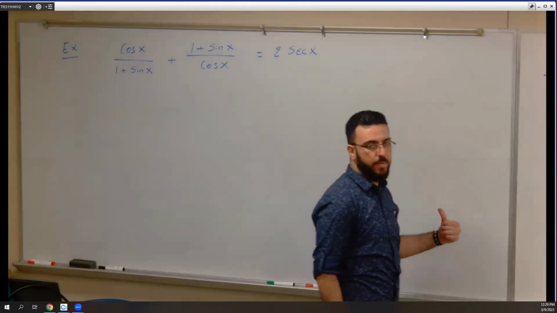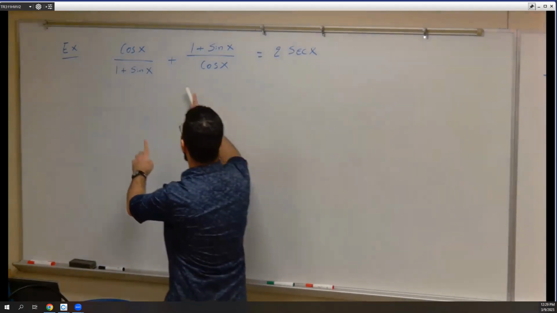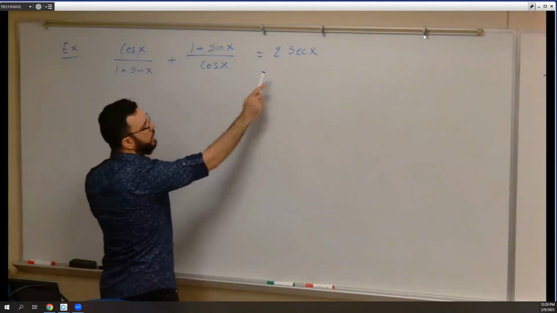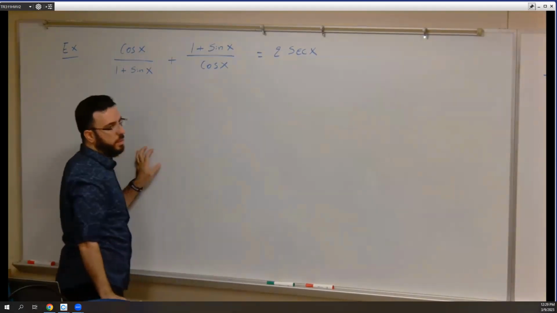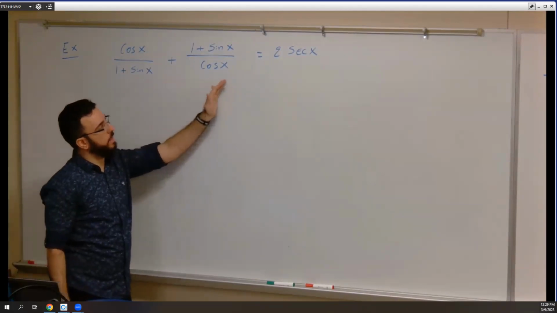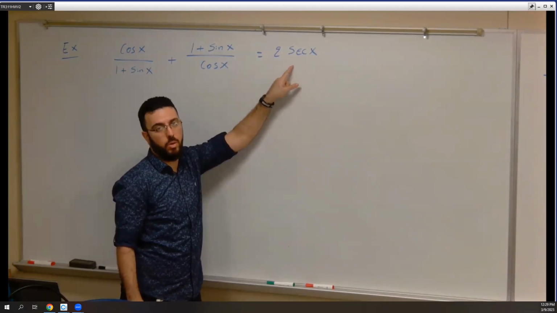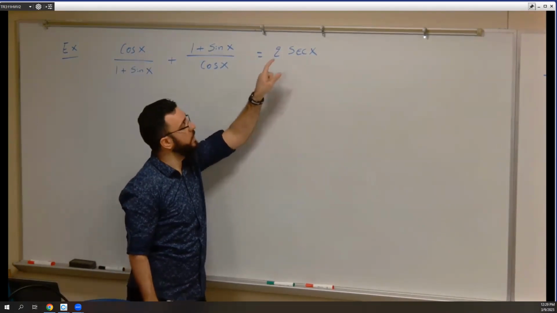So this is section 7.2. We're going to do the same thing, but now they're going to ask you to prove the left side equals the right side. That means I need to prove the addition between these two is equal to secant x. In this case, I'm going to start from this side, and I'm going to keep going until I reach the other side. That means this is my goal. My goal is to get 2 secant x.